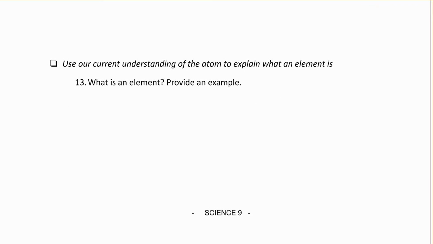All right, what is an element? Provide an example. An element is something like helium, like I was just dealing with. It's made up of a bunch of different helium atoms. So if you've got a whole bunch of helium atoms, you've got an element. So we've got our periodic table of elements. Provide whatever example you like. So moving on.